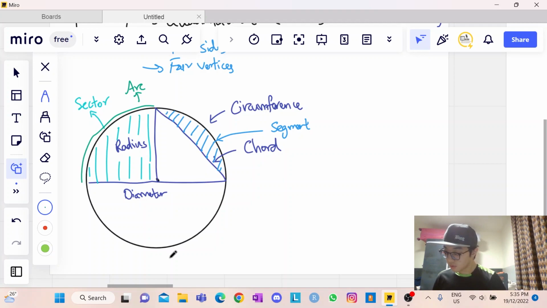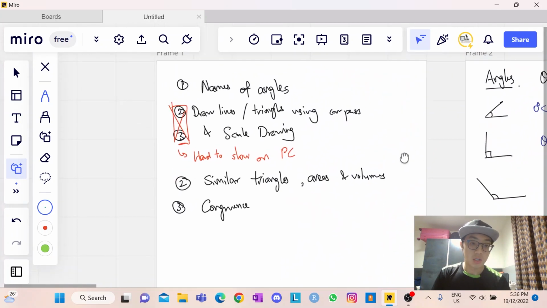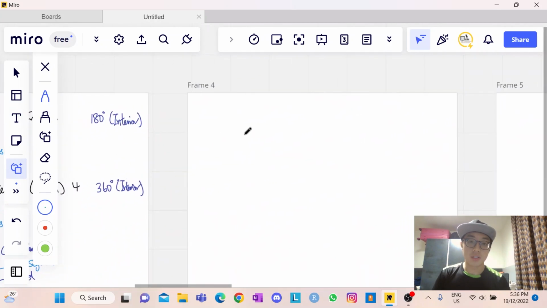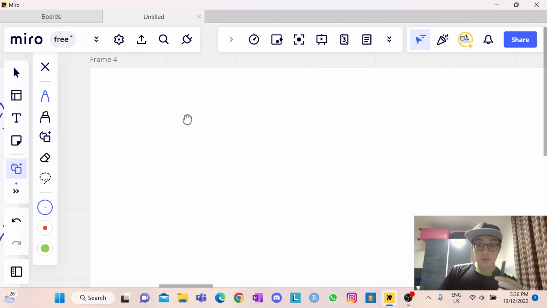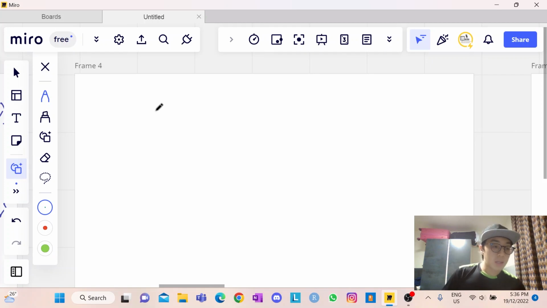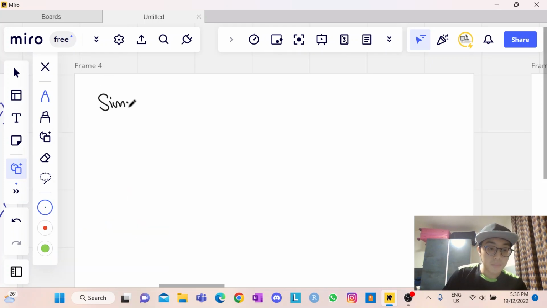Okay, so we are done with introducing the names of the different shapes. So now we are going to be moving to our second agenda for the day, which is similarities. Okay, so what is a similarity? Similarity is something that is similar, as the name suggests.